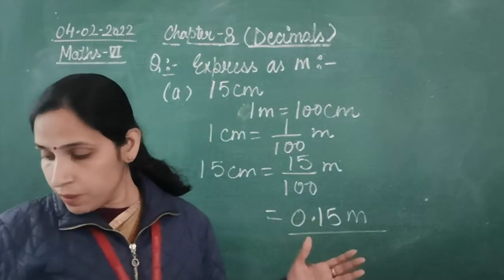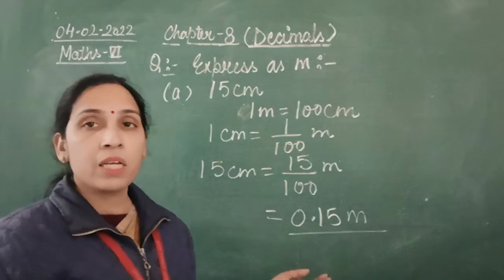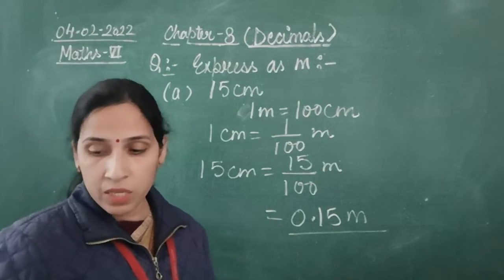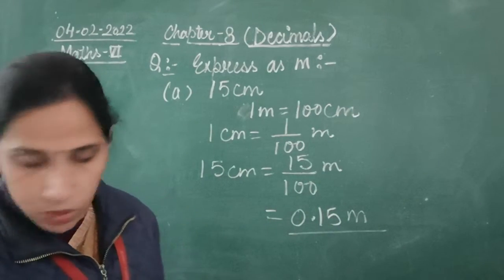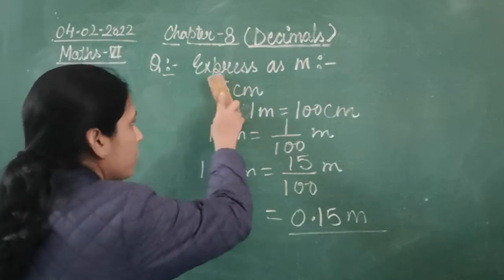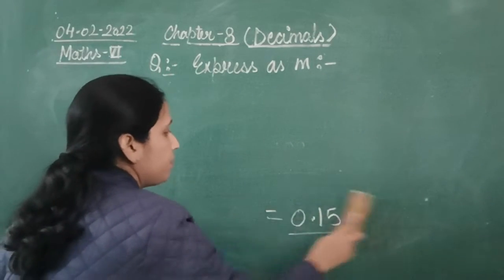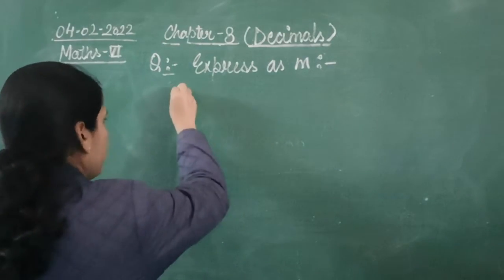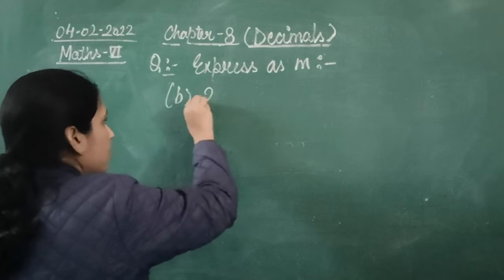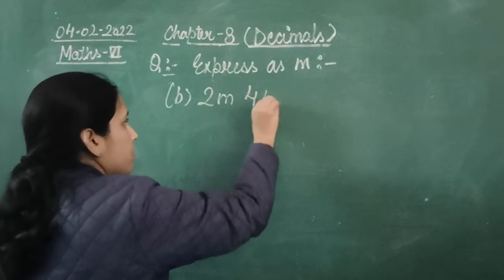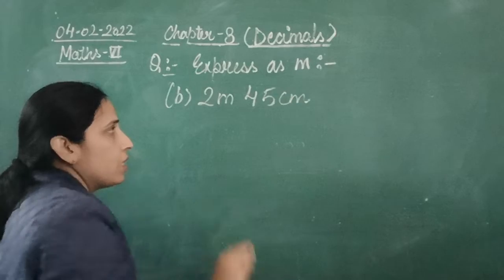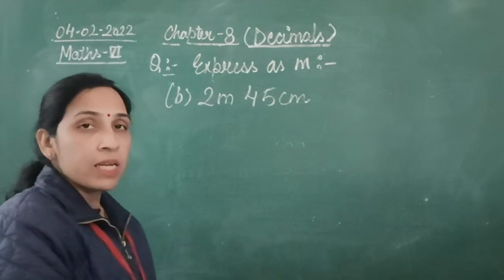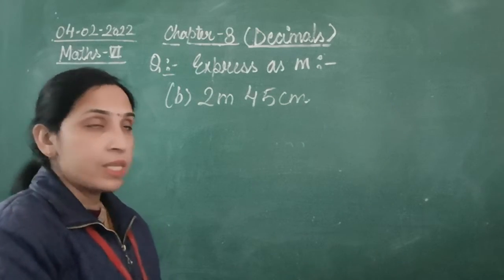It can be any other number also. You can take 6 centimeter. Might be possible that one of the terms is given in meter and the other one is given in centimeter. Look at this question. If you have such kind of a question, 2 meter 45 centimeter. So B part, I am taking 2 meter 45 centimeter. Now the part which is already in meter, you need not convert it, since the question says express as meter using decimals.